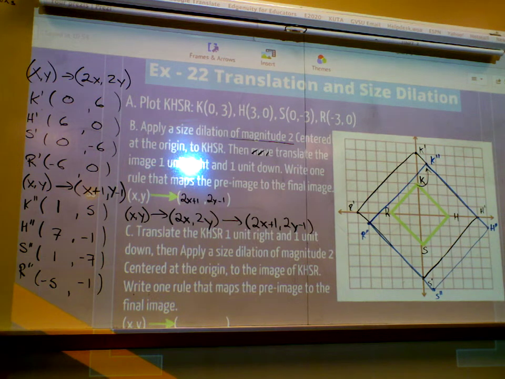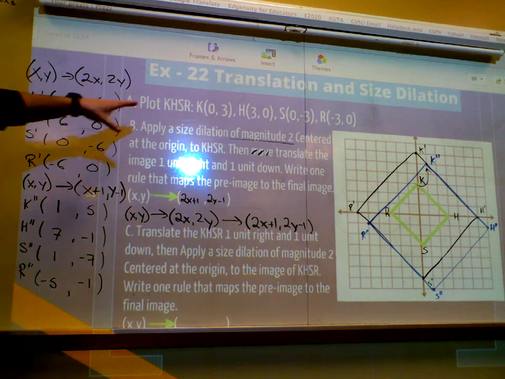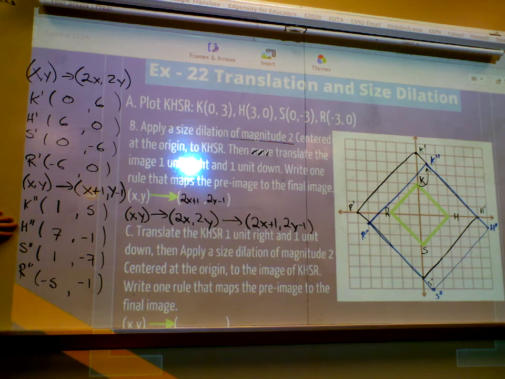And we could try that with all of them. If we went from the pre-image to the second image, we should get the exact numbers we have here every single time. Does that make sense, guys? Okay.